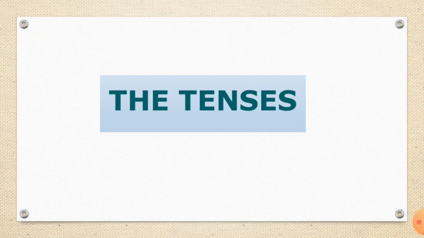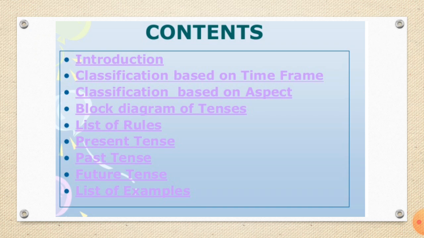As we learned about helping verbs and main verbs in our last class, today we are going to learn about the tenses. Okay, first we should know about the verbs, helping verbs and main verbs to know the tenses. Here are the contents: introduction, classification based on time frame, classification based on aspect, block diagram of tenses, list of rules, present tense, past tense, future tense, and list of examples are here.